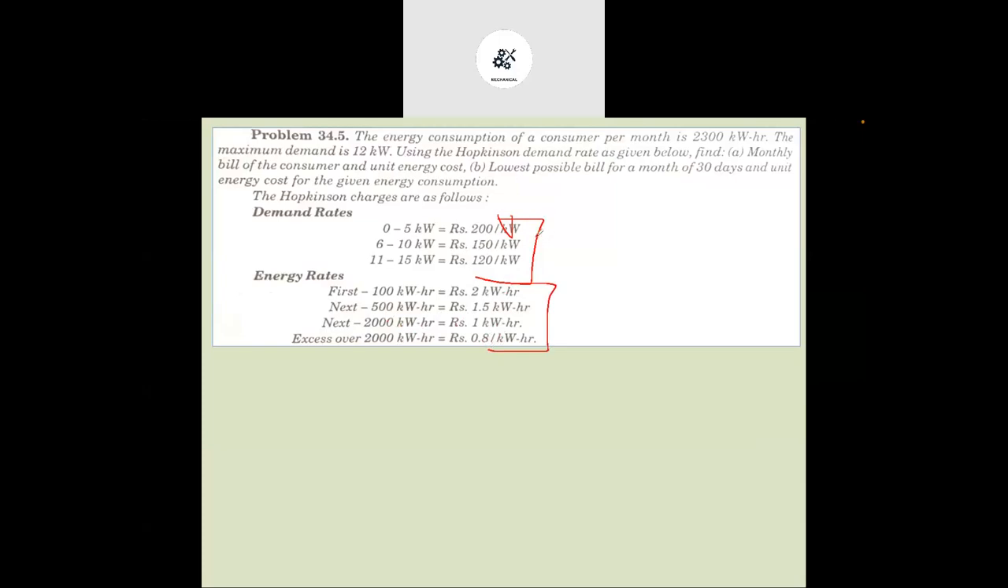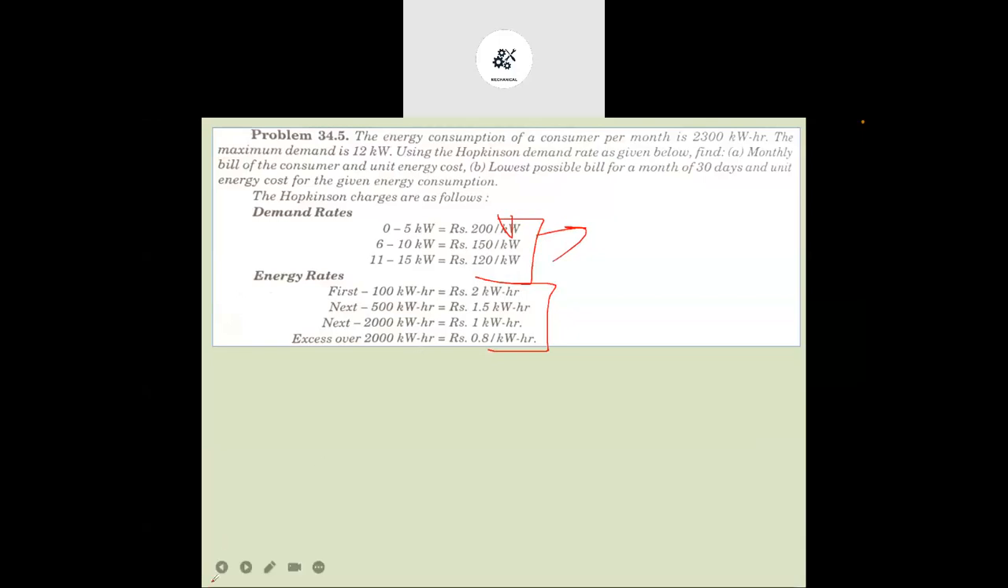These are related to the consumption, whatever the amount of energy consumed by the customer, and the earlier ones are related to the maximum demand. Based upon this information, we have to calculate the monthly bill of the consumer and the unit energy cost. And second, we have to calculate the lowest possible bill for a month of 30 days and the unit energy cost for the given energy consumption.